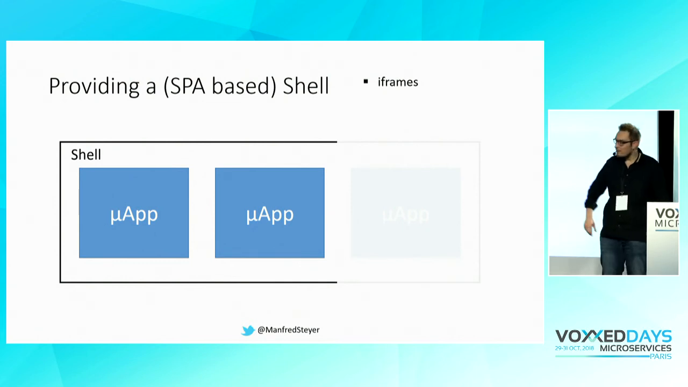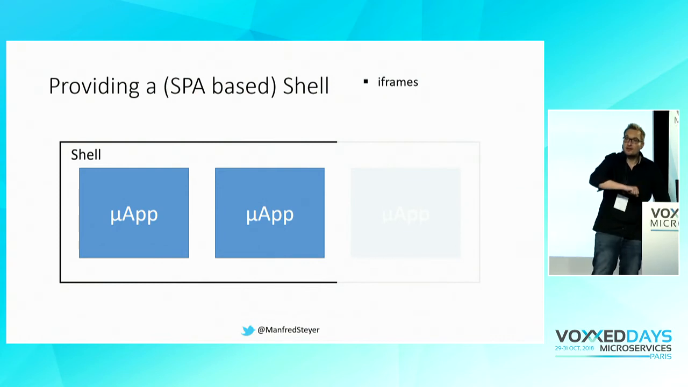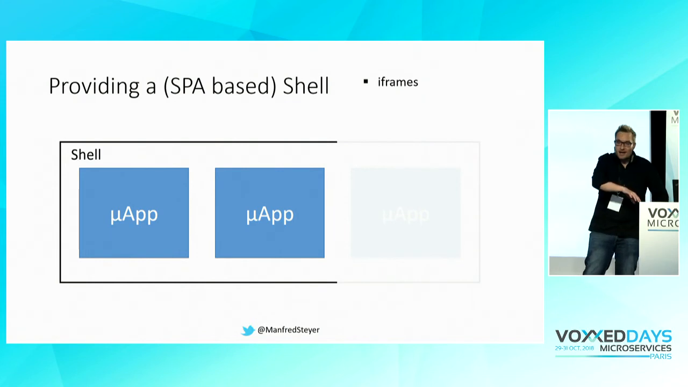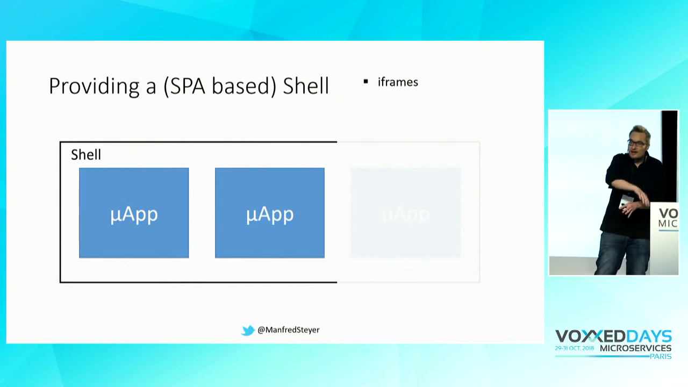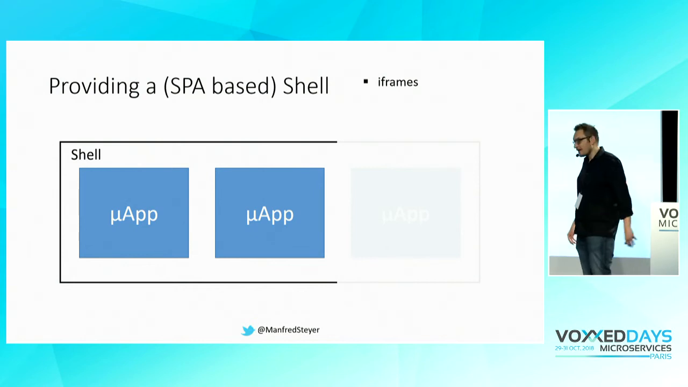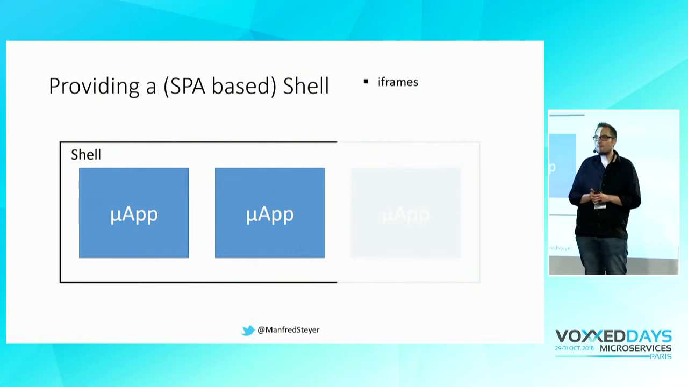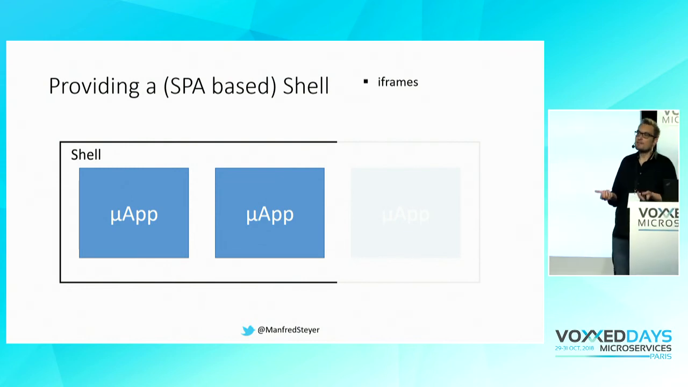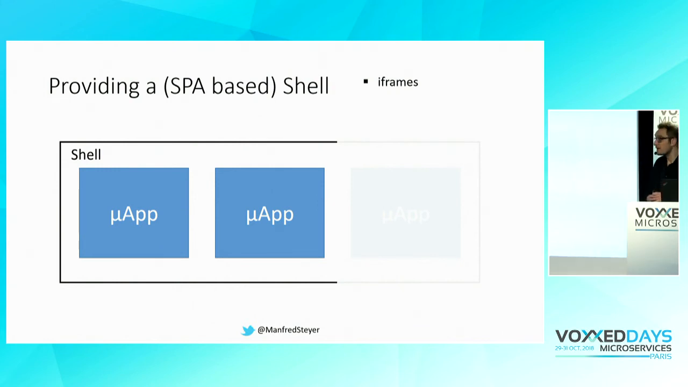Isolation means that the application in the first iframe cannot harm the application in the second iframe. An error here doesn't influence the other application. A destroyed layout here doesn't influence the layout there. And they cannot hack each other, which is especially important when you are going with plug-in systems where different vendors are providing different single-page applications you have to integrate. So isolation is a big topic here.